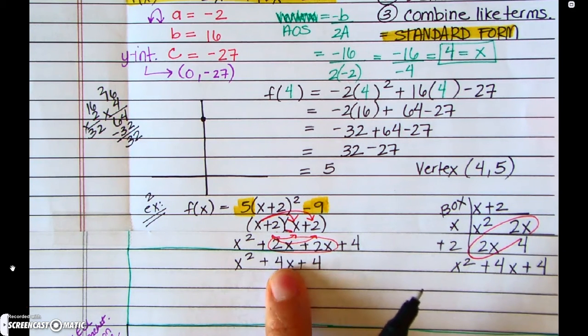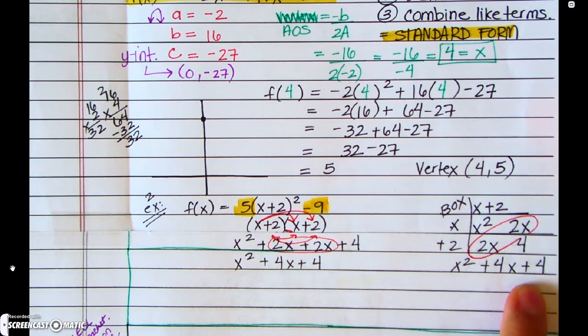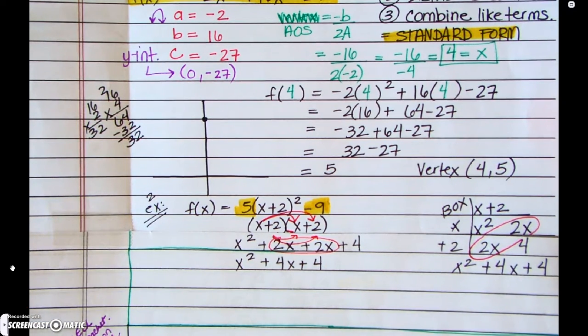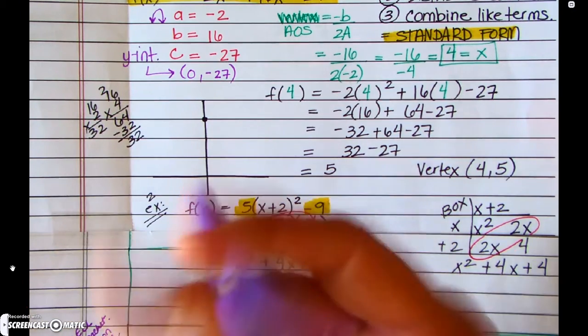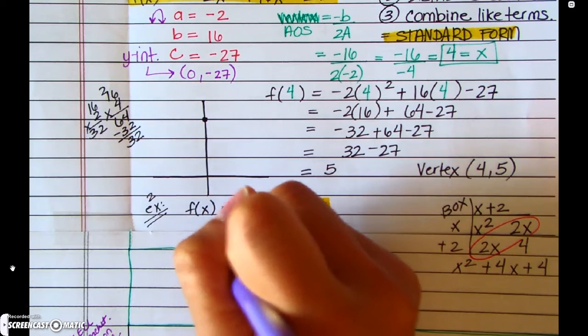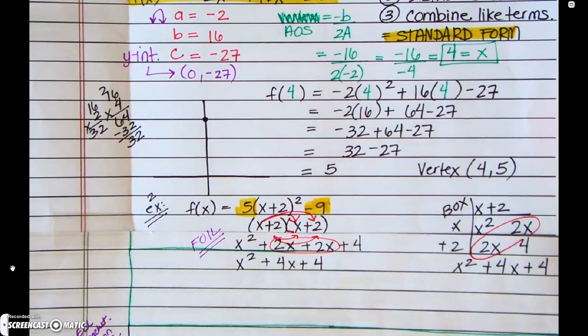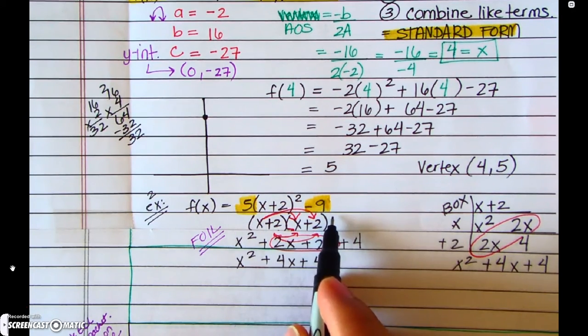And if you notice, this answer using the FOIL method is the same as this answer, which is using the box method. So whichever method you like to use more, whichever method you feel more comfortable with, is totally fine with me. You can use either one, okay? All right, so now that we have our FOIL done, we need to bring down the 5 and the negative 9, sorry.